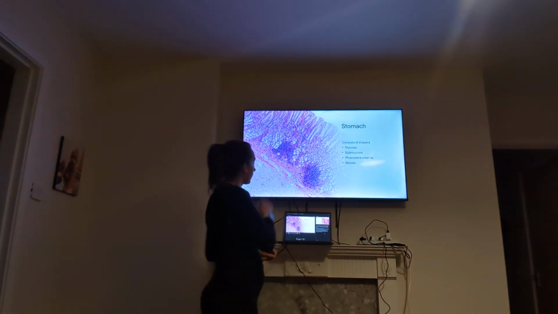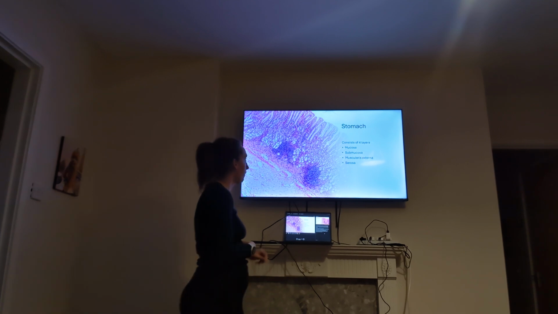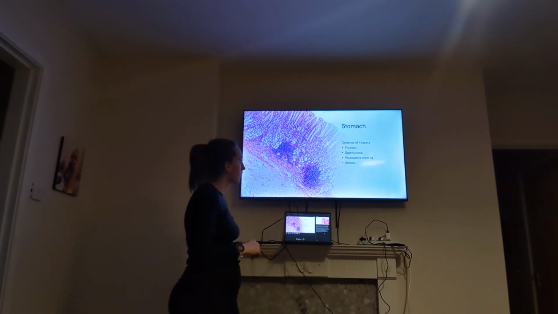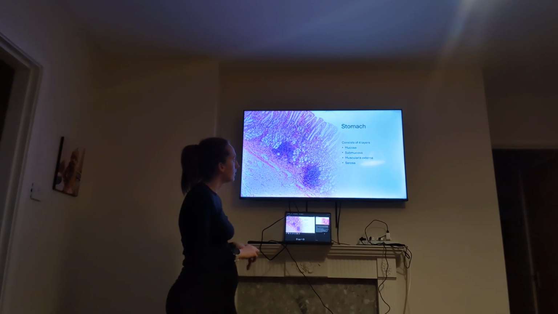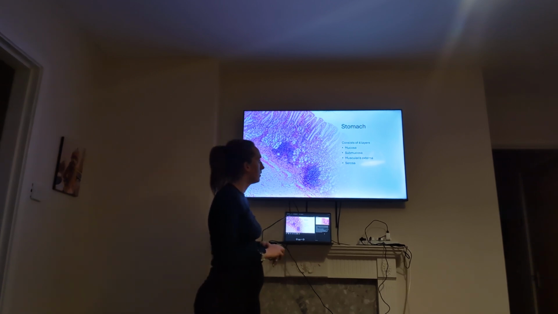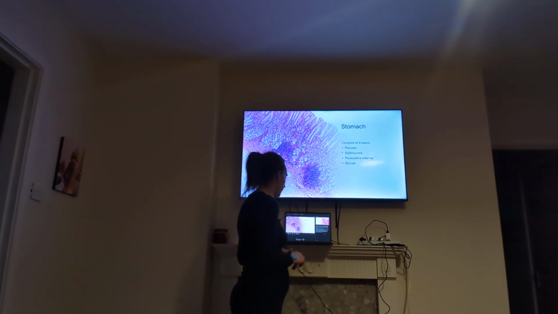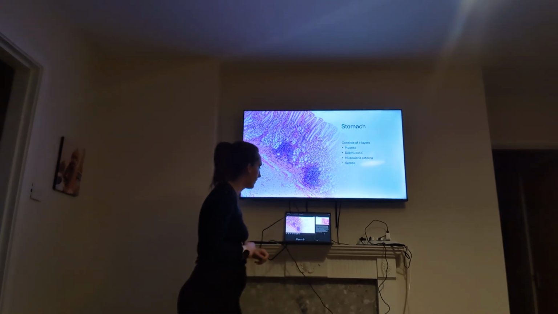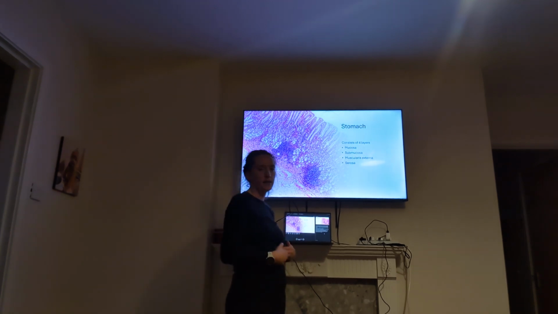This is the histology of the stomach. It contains 4 layers: mucosa, submucosa, muscularis externa, and serosa. So the mucosa is the inner lining of the stomach.